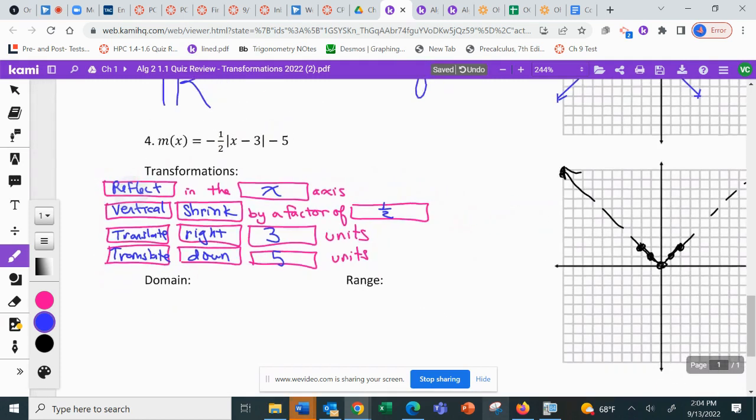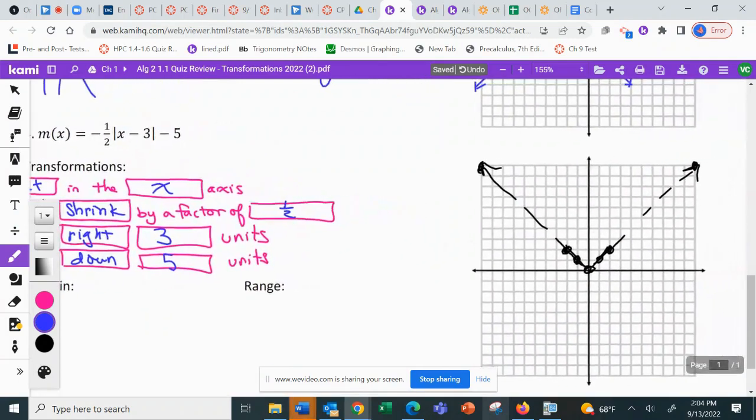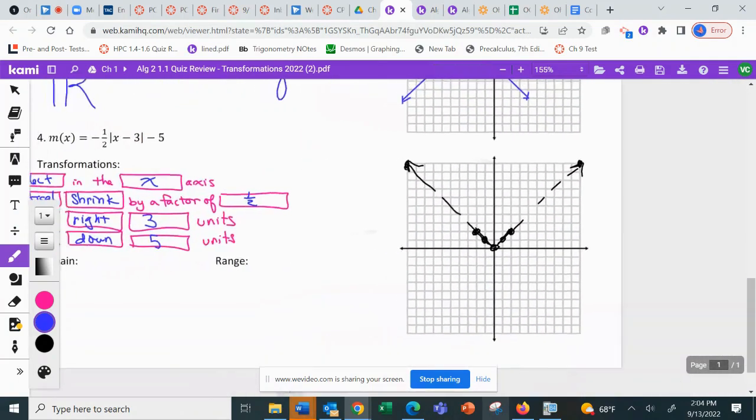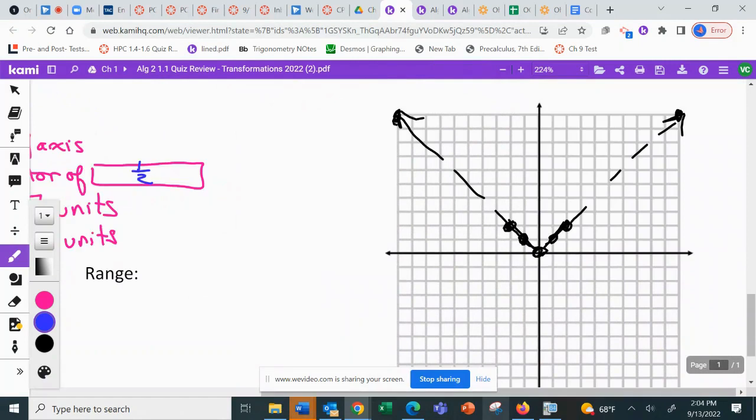And then I go to graph it, and I'm going to look at my vertex that is going right 3, down 5. So my vertex is going to go right 3, down 5. That's my new vertex location. I know this as a reflection, so it's going to open down. And then finally, the shrink.